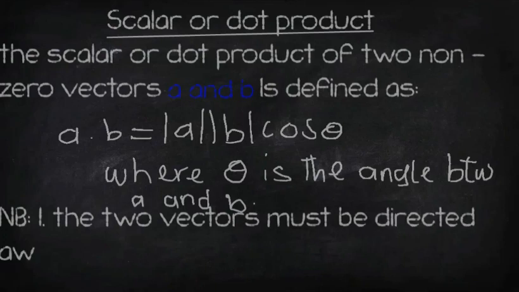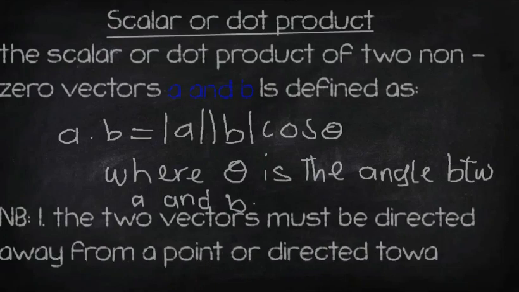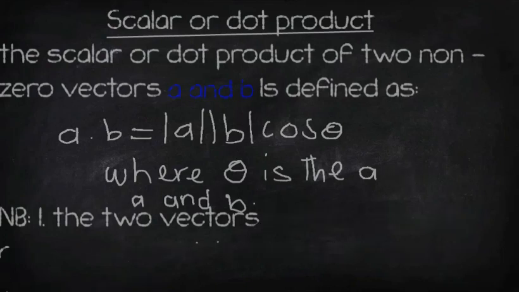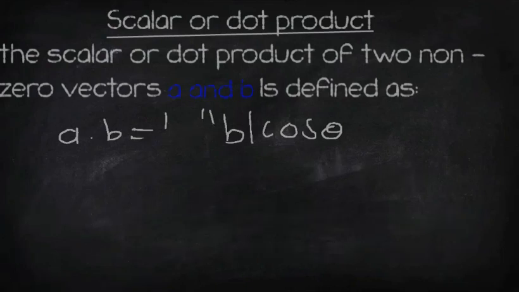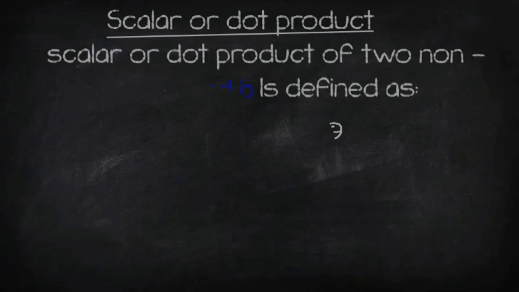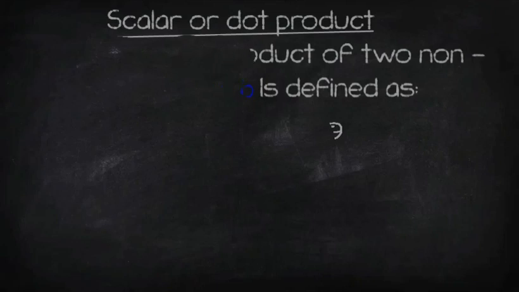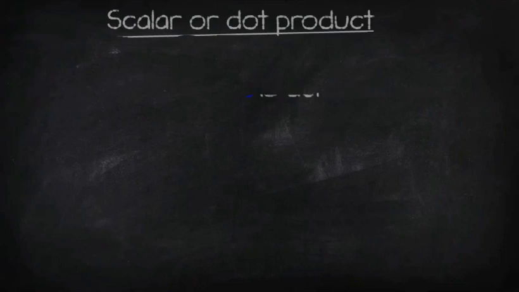Know that the two vectors must be directed away from the point or directed towards the point. You have to know this. It's either directing away from the point or directing towards the point. So I'm about to show you a diagram that I've drawn, figure 1 and figure 2. So watch.